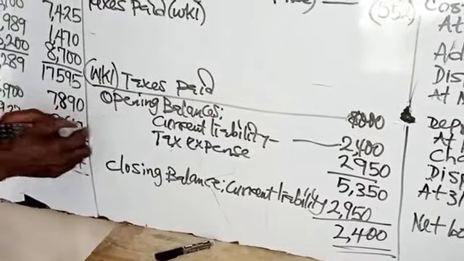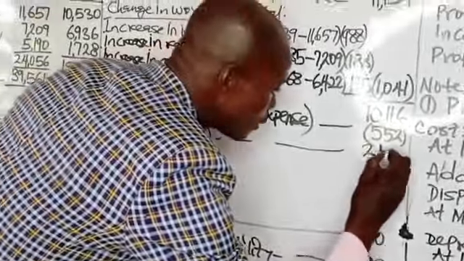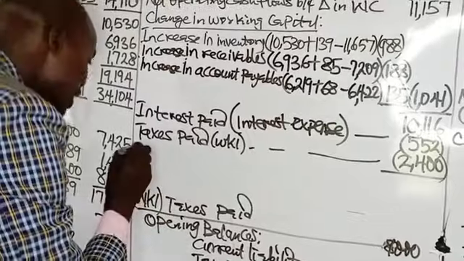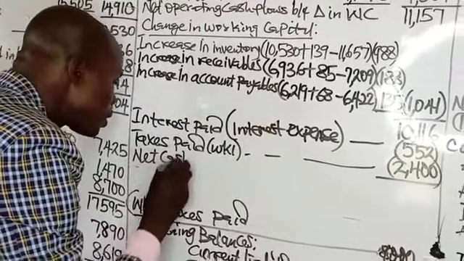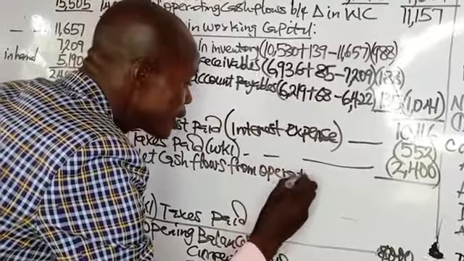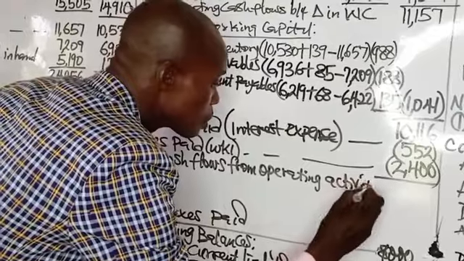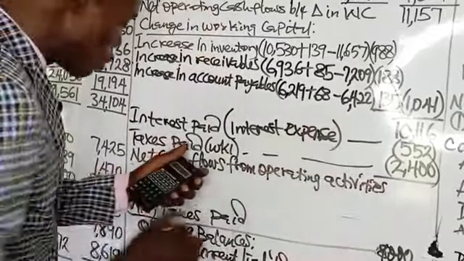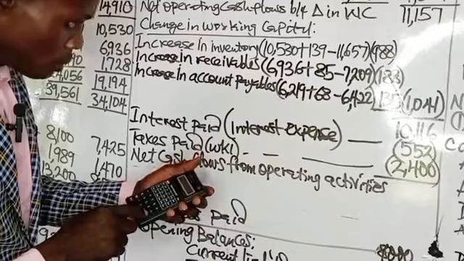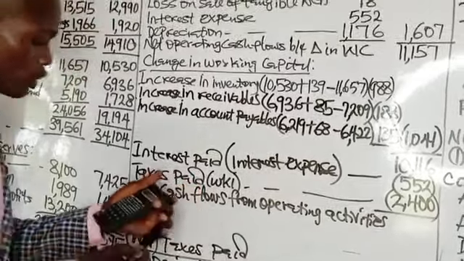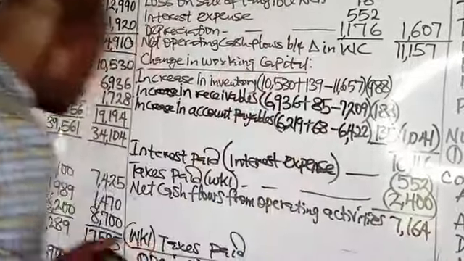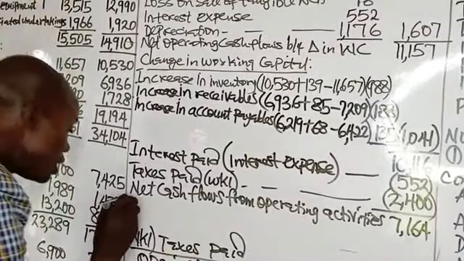That is working number 1, 2,400. So after this adjustment, we now have net cash flows from operating activities. So we have 10,116 minus 552 minus 2,400. So you have 7,164.